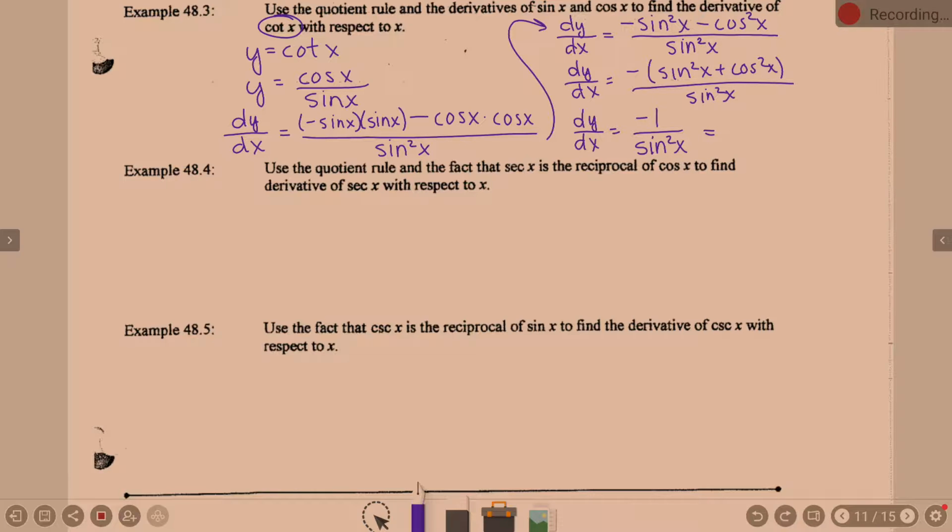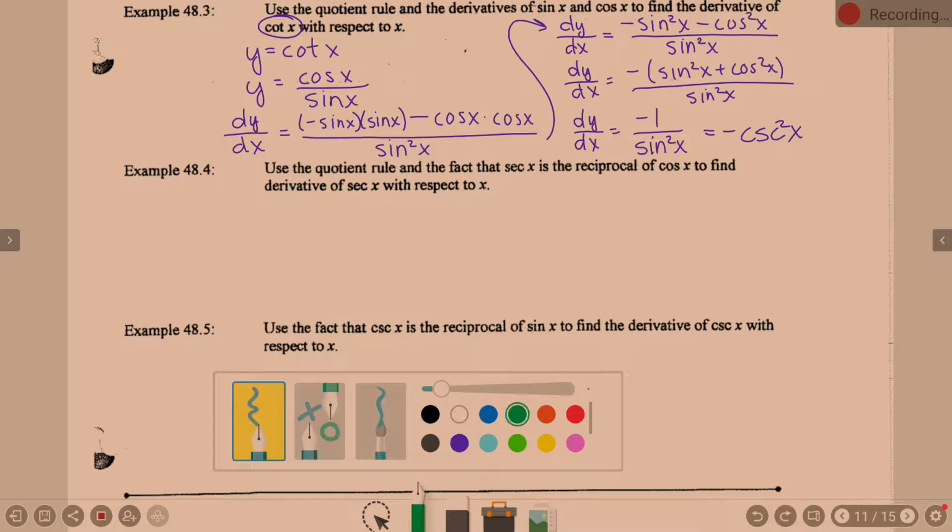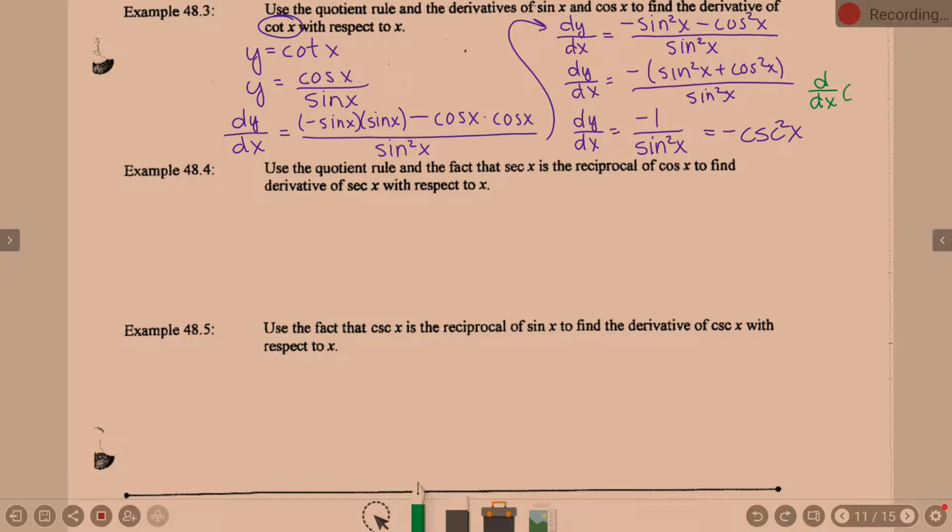And what do we know about negative 1 over sine squared x? Negative cosecant squared x. Yeah. Still negative. The reciprocal of sine squared is cosecant squared, so negative cosecant squared x. My summary statement, if I can squeeze it in here: the derivative of cotangent x is negative cosecant squared x.